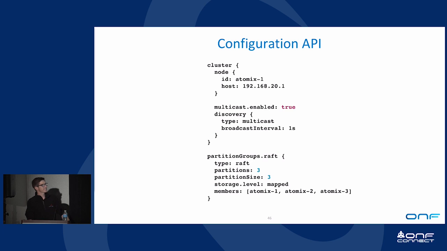So, configuration. In addition to code-based configuration, Atomix wants to be unopinionated, so it also supports configuration files, right? This is the HOCON format, which I think was created for Akka or something. It's sort of a JSON superset, so you can write configurations in JSON or HOCON or properties files.